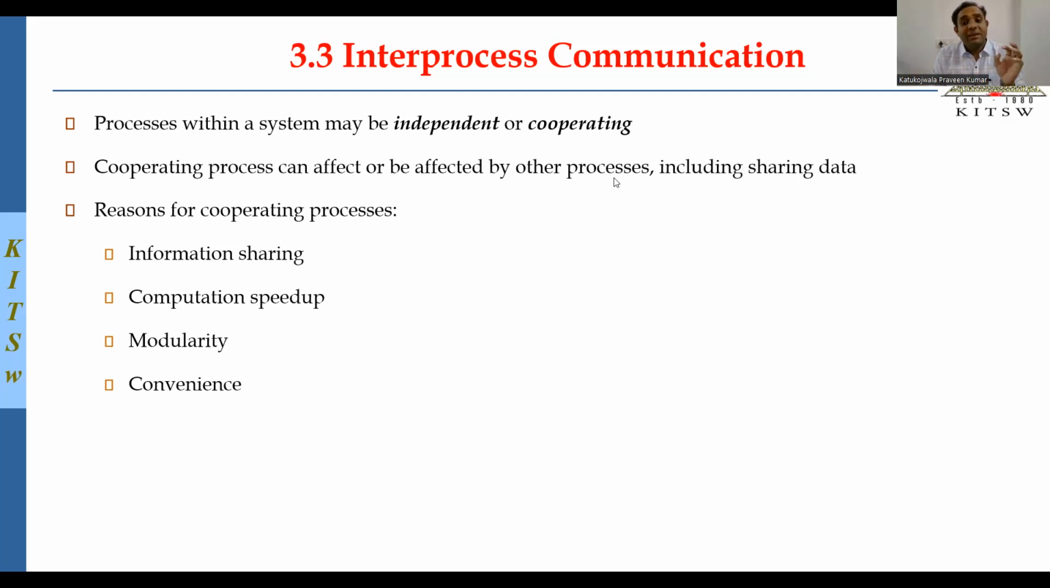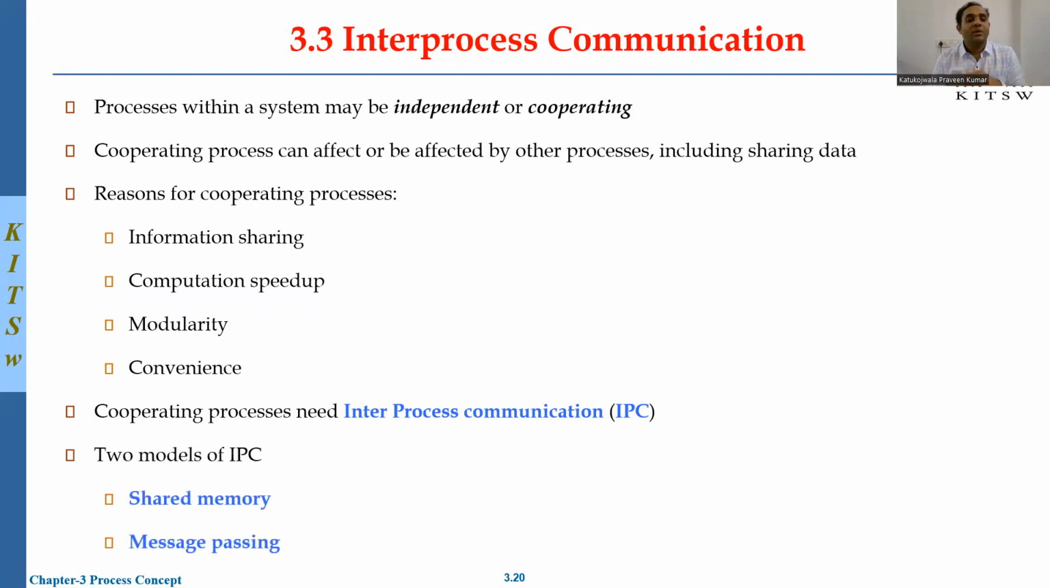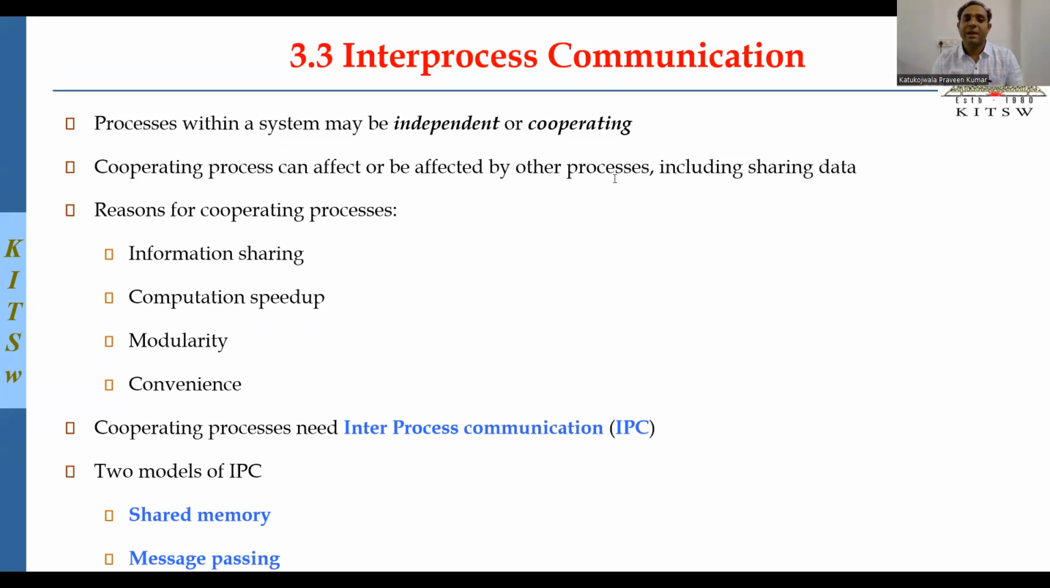Convenience. Even an individual user may work on many tasks at the same time. For example, a user may be editing, listening to music, and compiling, all as parallel processes. That is convenience; you can do multiple tasks at a time. So cooperating processes need inter-process communication. There are two models of inter-process communication: shared memory and message passing.